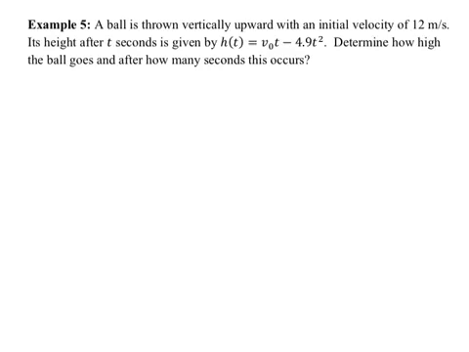A ball is thrown vertically upward with an initial velocity of 12 meters per second. Its height after t seconds is given by h of t equals v0t minus 4.9t squared. Determine how high the ball goes and after how many seconds this occurs.